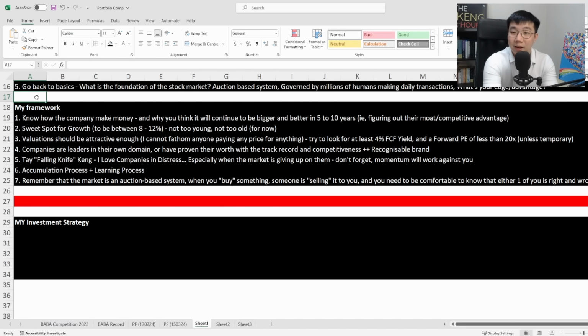So personally, I try to look for at least companies that give a 3 to 4% free cash flow yield and ideally a forward PE of less than 20 times, unless they are temporarily hit by something adverse, which kind of skews that number. And point number four, companies that are leaders in their own domain or have proven their worth with the track record and competitiveness. And a plus here, because I think it's important, because having a recognizable brand means that you can protect your margins, and it also means that you have a competitive advantage or an economic moat in this case.